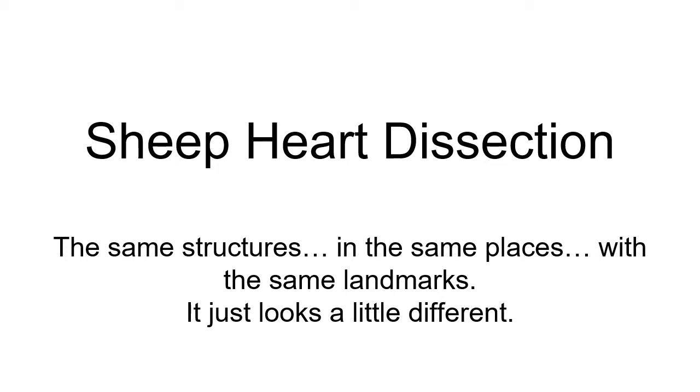I thought it might be a good idea to spend a few minutes going over the sheep heart, since we focus so much on the human heart model. We look at that sheep heart and sometimes we freak out a little bit. So what we're going to do again is just go over the structures that the lab manual talks about for our sheep heart. Now here's the thing to remember: even though it looks different, it's the same structures as the human heart in the exact same places with the exact same landmarks. But again, it does look a little different.